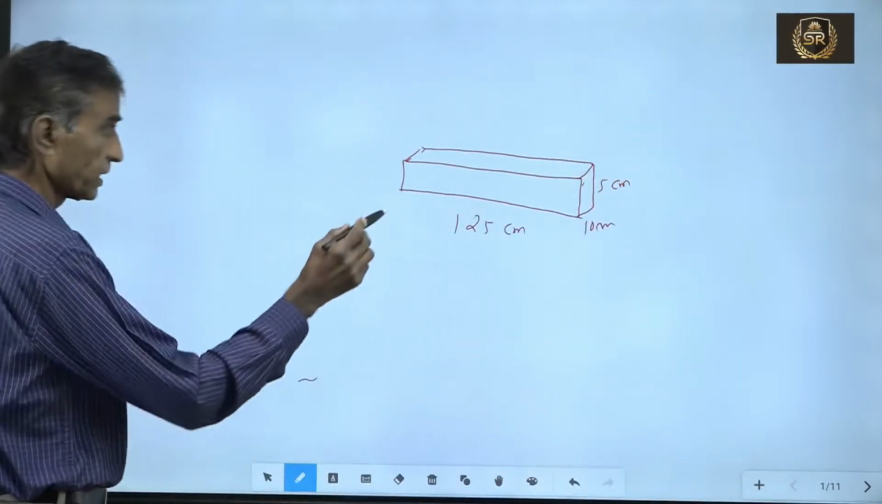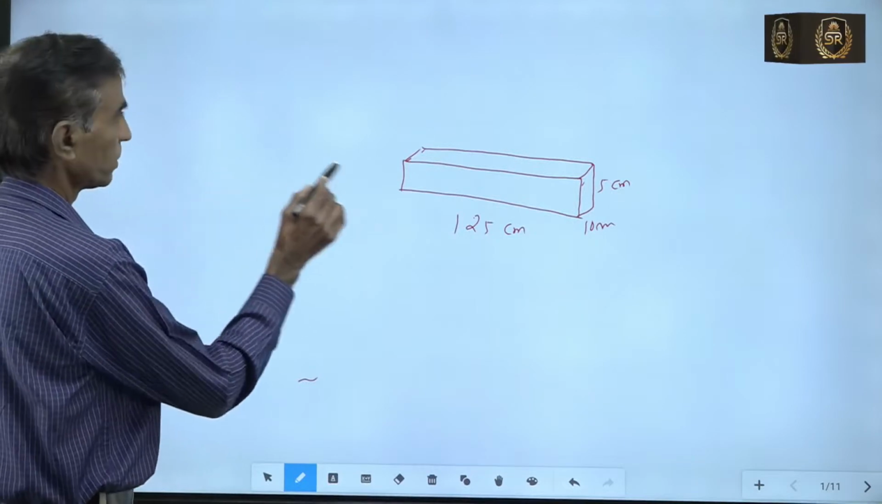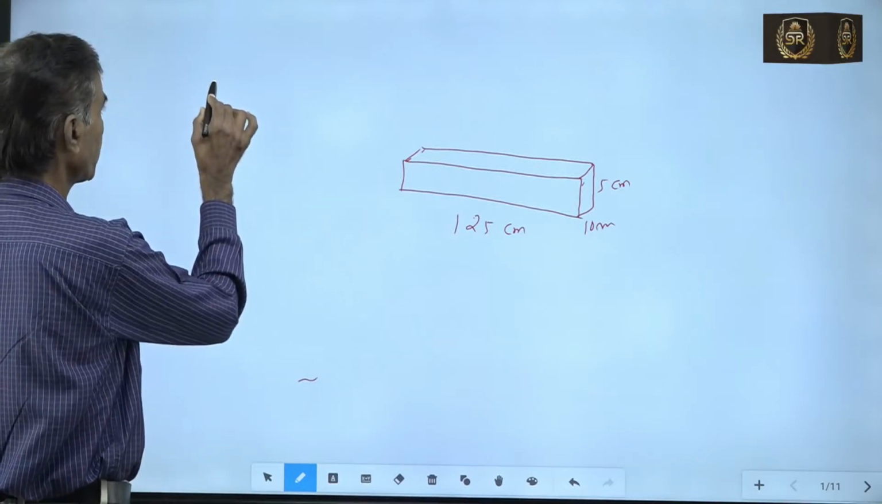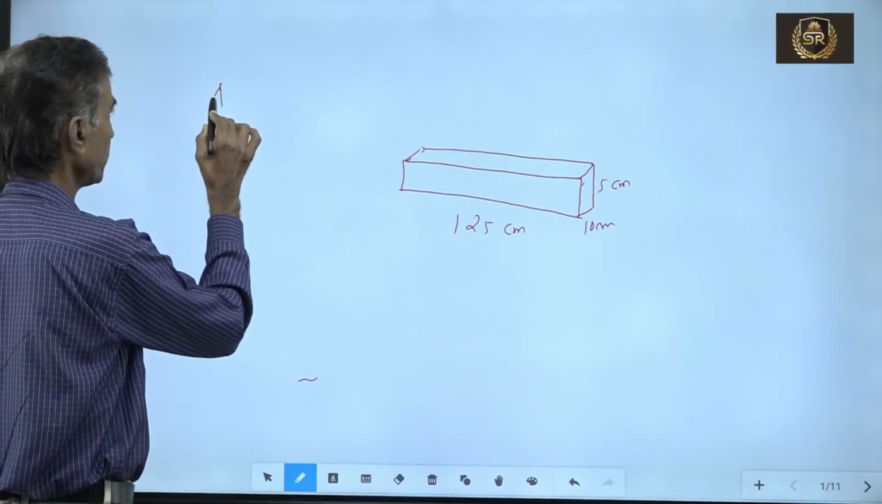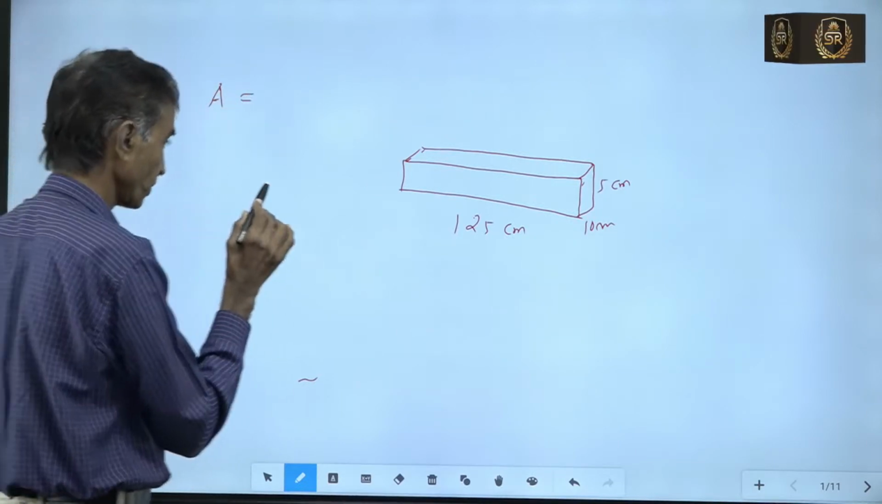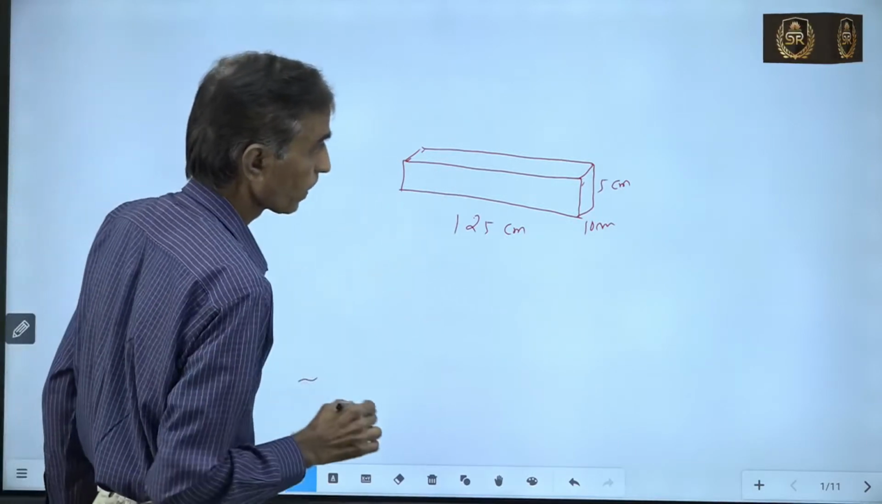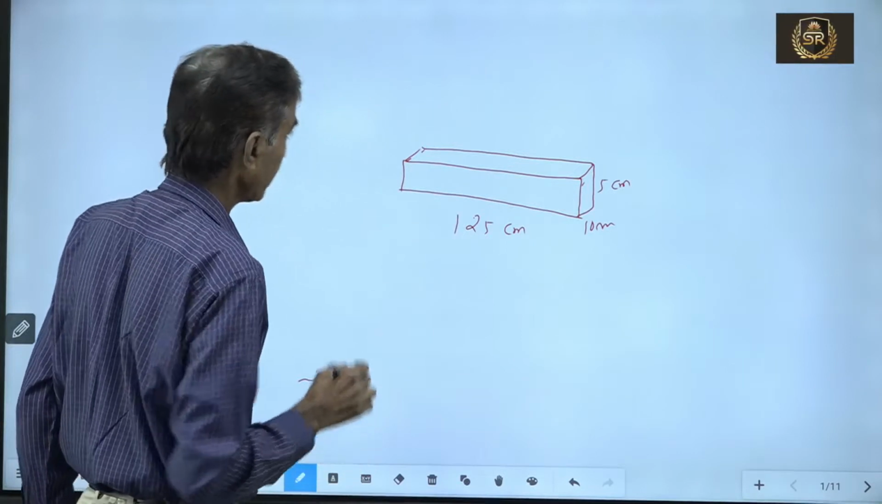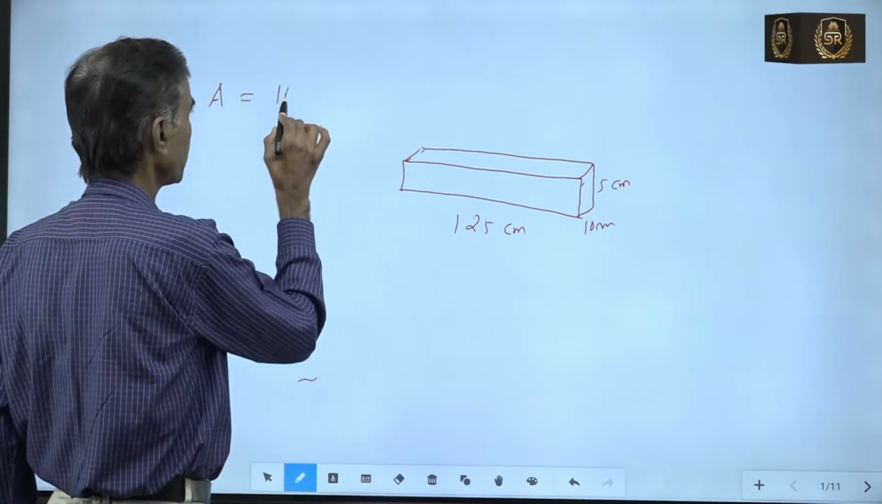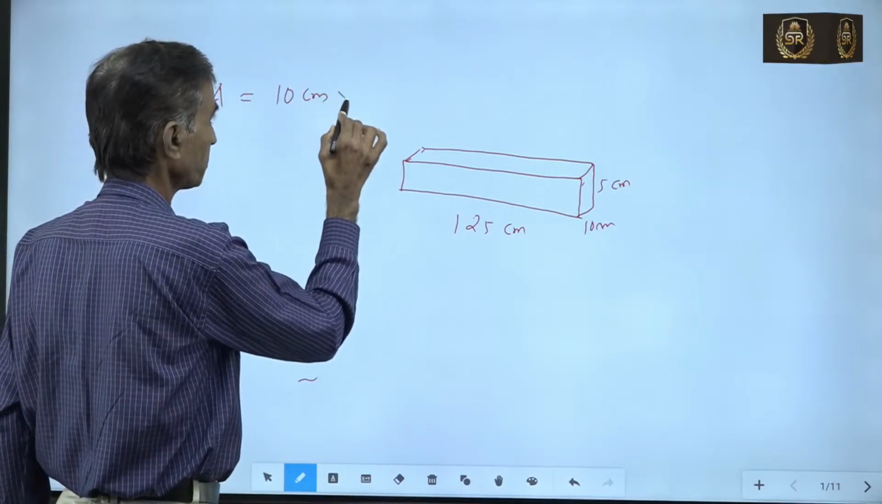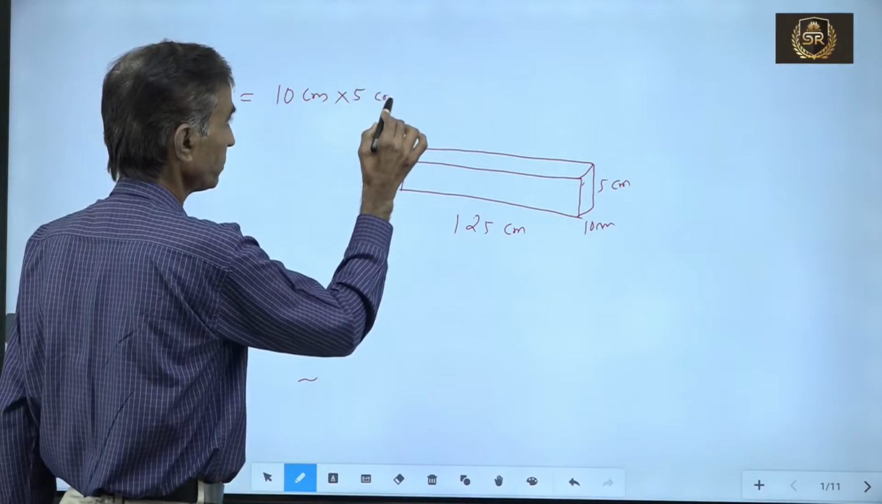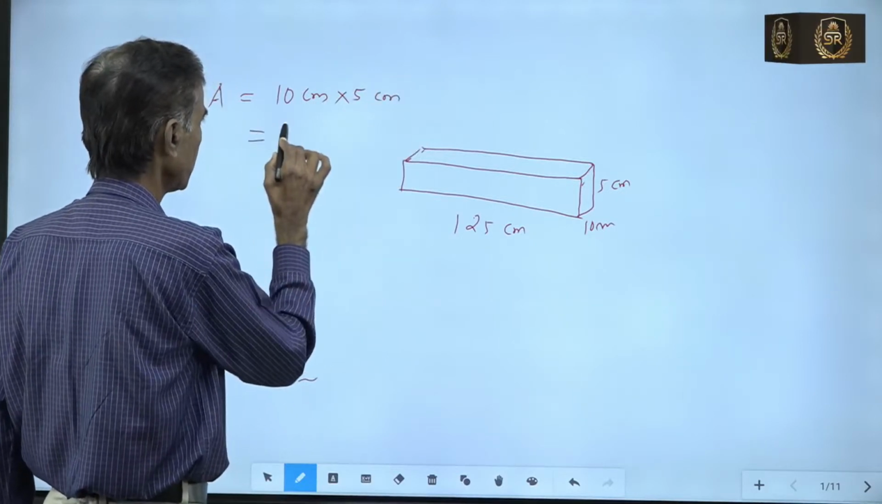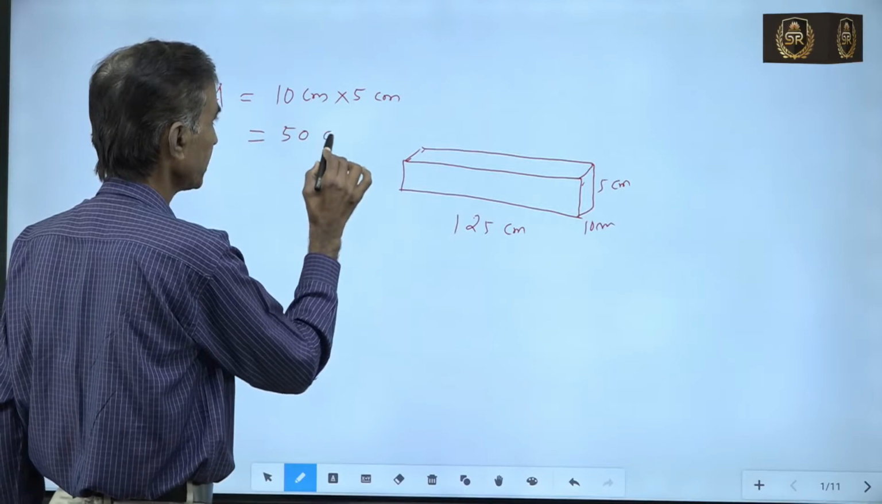In this case, first let us note down the area of cross section we have to calculate. So the area of cross section is how much now? 10 centimeter by 5 centimeter. How much? 50 centimeter square.